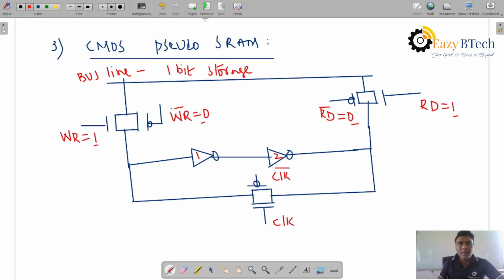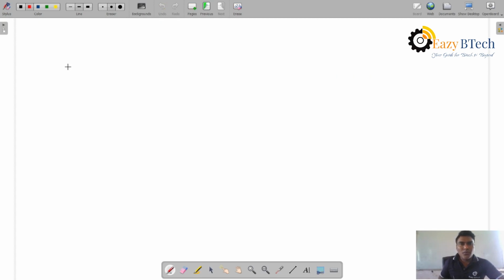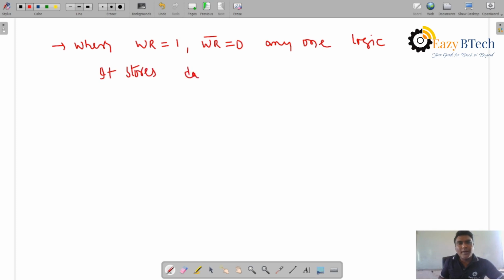Let us see and we close this. First, when WR is equal to 1 or WR complement is equal to 0, any one logic we can give. Then what happens? It stores data in inverters, as long as the clock we are applying.